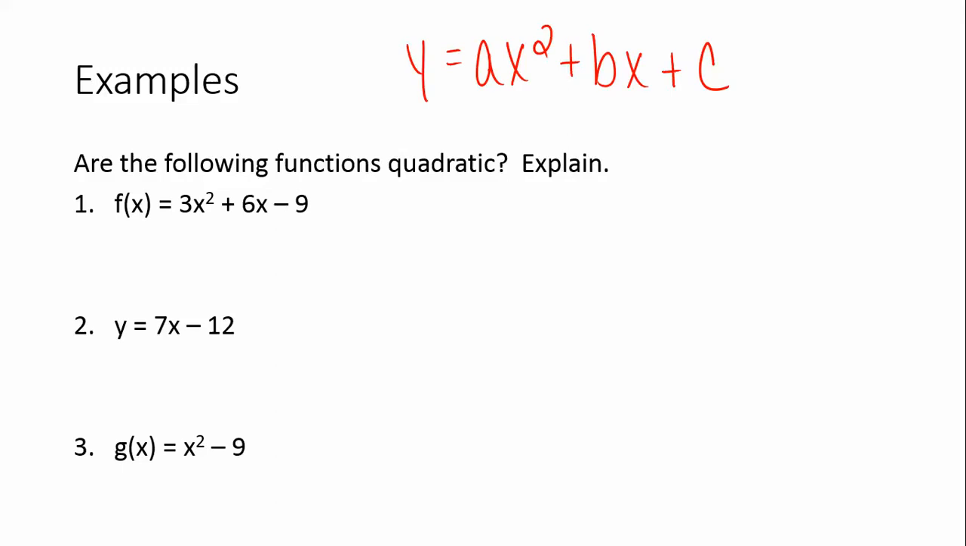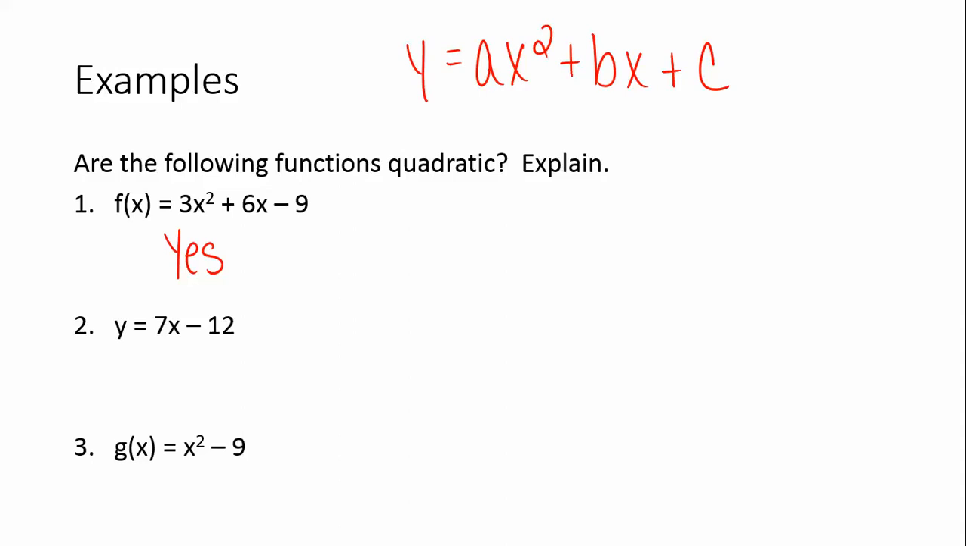So if we look at number 1, it's f of x. Remember that f of x is just a function in terms of x, so that's the same thing as y equals. But the number 1 equals 3x squared plus 6x minus 9. So if we look up here at our standard form, it does look exactly like that, where the a would be the 3, the 6 is b, and negative 9 is c. So yes, it's a quadratic function, and if you were to have to explain in your notes or on your homework, you would say it can be written in the form y equals ax squared plus bx plus c.